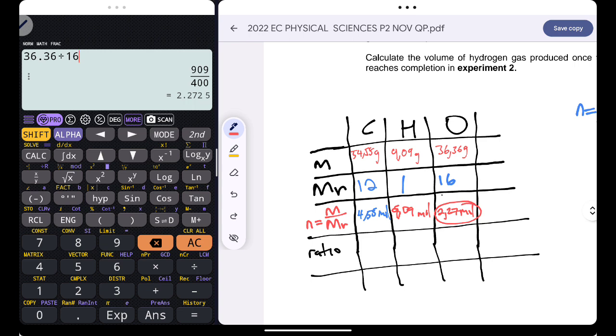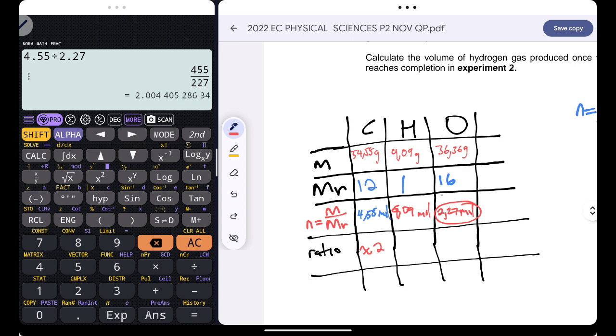So for me to find the ratio, guys, I must simply take the one with the smaller number of moles and then divide each and every number of moles by the smallest one. Are we together? I'll take the number of moles of carbon, divide by 2.27. Why? Because 2.27 is the smallest number of moles, right? That's how I find my ratio. So I'll simply say 4.55 divide by 2.27. I'll get 2.004, which is approximately 2.